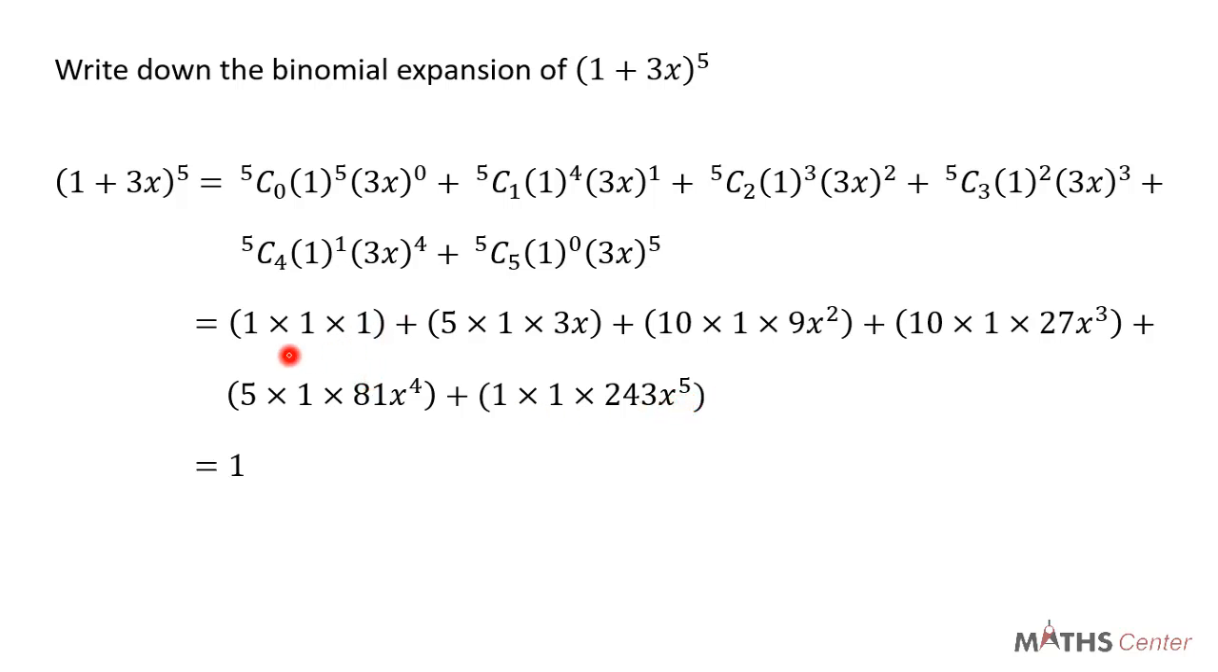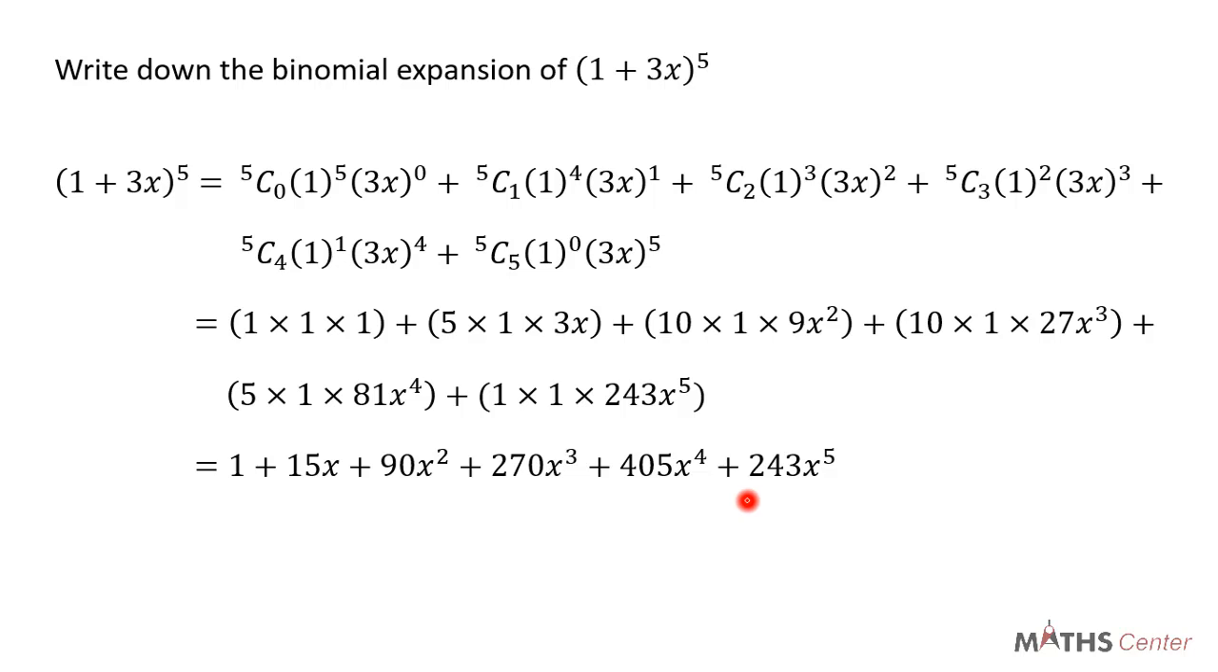When you simplify this, you are going to have 1 times 1 times 1 is 1. 5 times 1 times 3x gives us 15x. 10 times 1 times 9x squared gives us 90x squared. 10 times 1 times 27x cubed gives us 270x cubed. 5 times 1 times 81x exponent 4 gives us 405x exponent 4. Then 1 times 243x exponent 5 gives us 243x exponent 5.